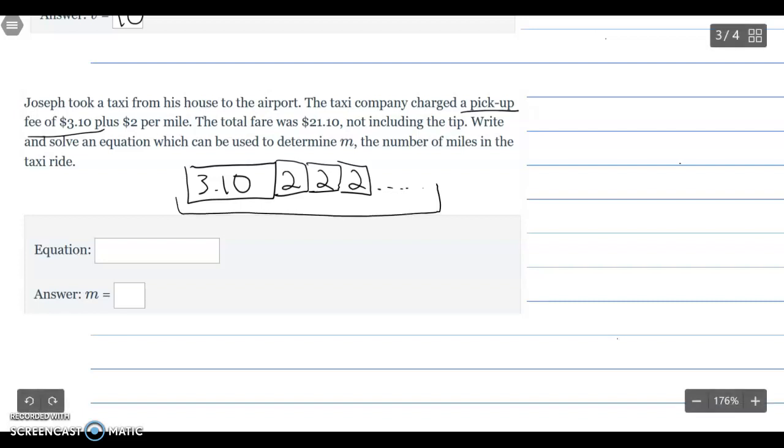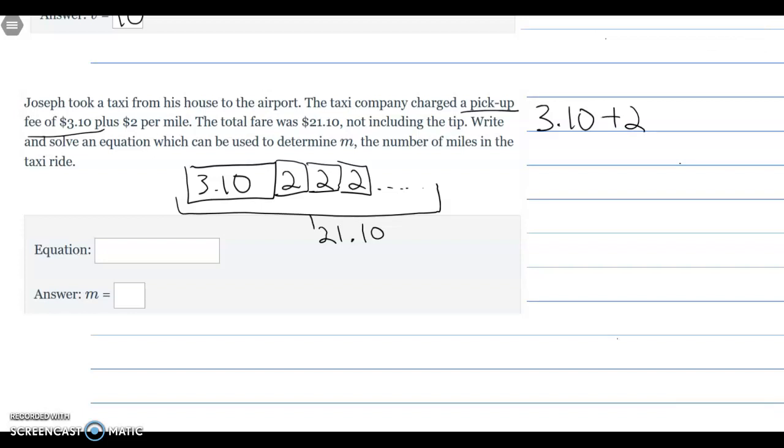I'm going to put my total down here. It's going to be $21.10. Okay, now we're going to make our equation from that. So we're going to say $3.10 plus the $2 per mile. And instead of saying 2, we're just going to multiply 2 times the number of miles he drove, and all of that will add up to equal $21.10.